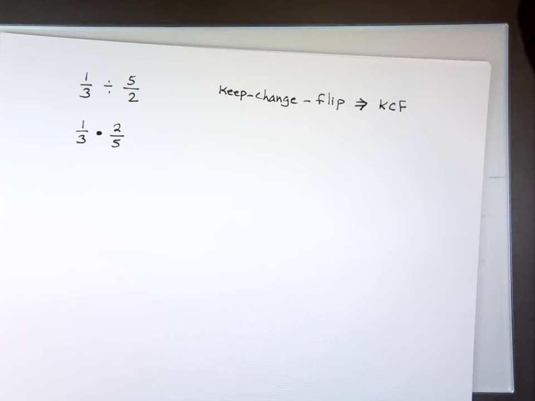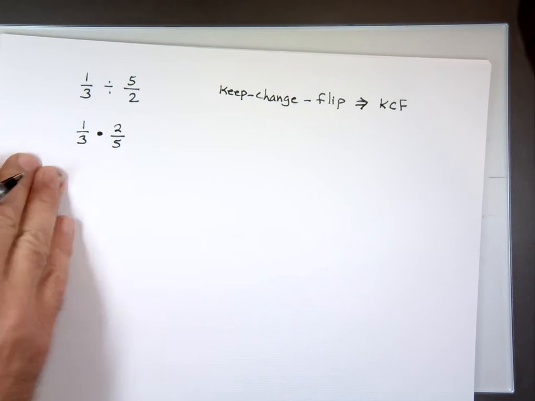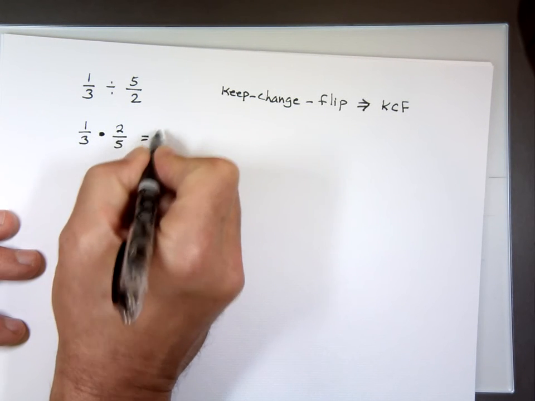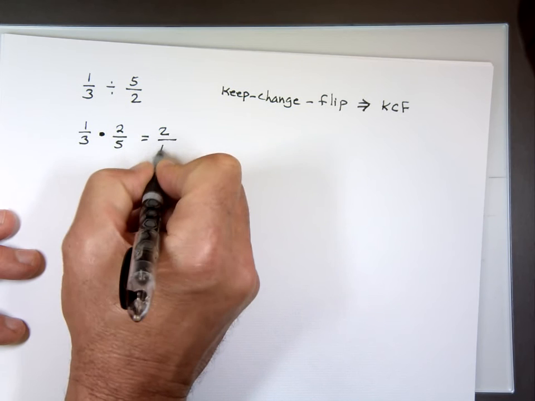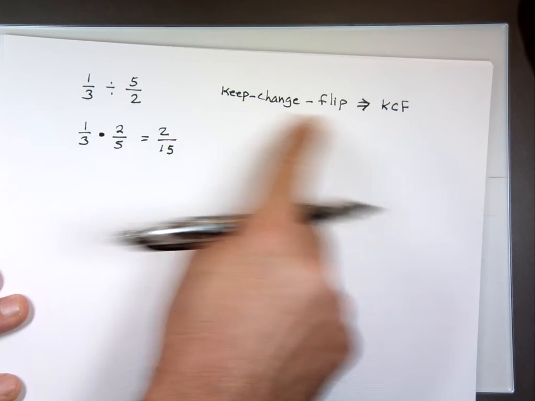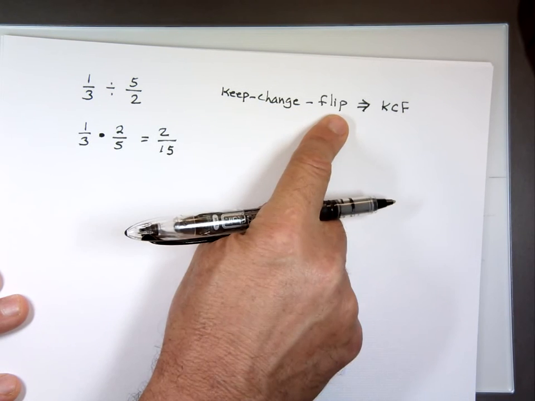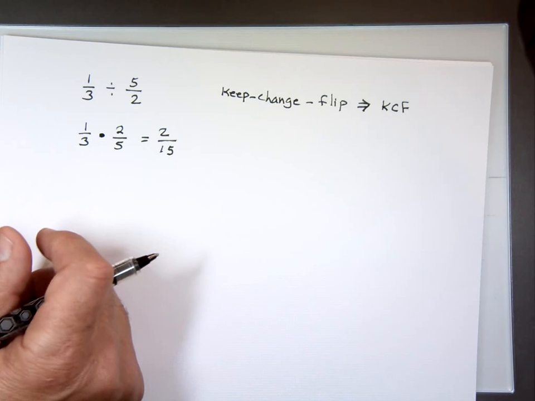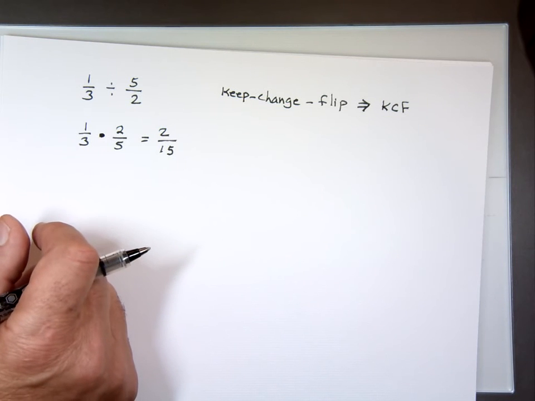So anytime I think of division, KFC comes to my mind. Keep, change, and flip. 1 times 2, 3 times 5. So that's the only extra step I'm going to do when it's division. I'm going to use that keep, change, and flip, the KCF, then do the math. So let's try another one.